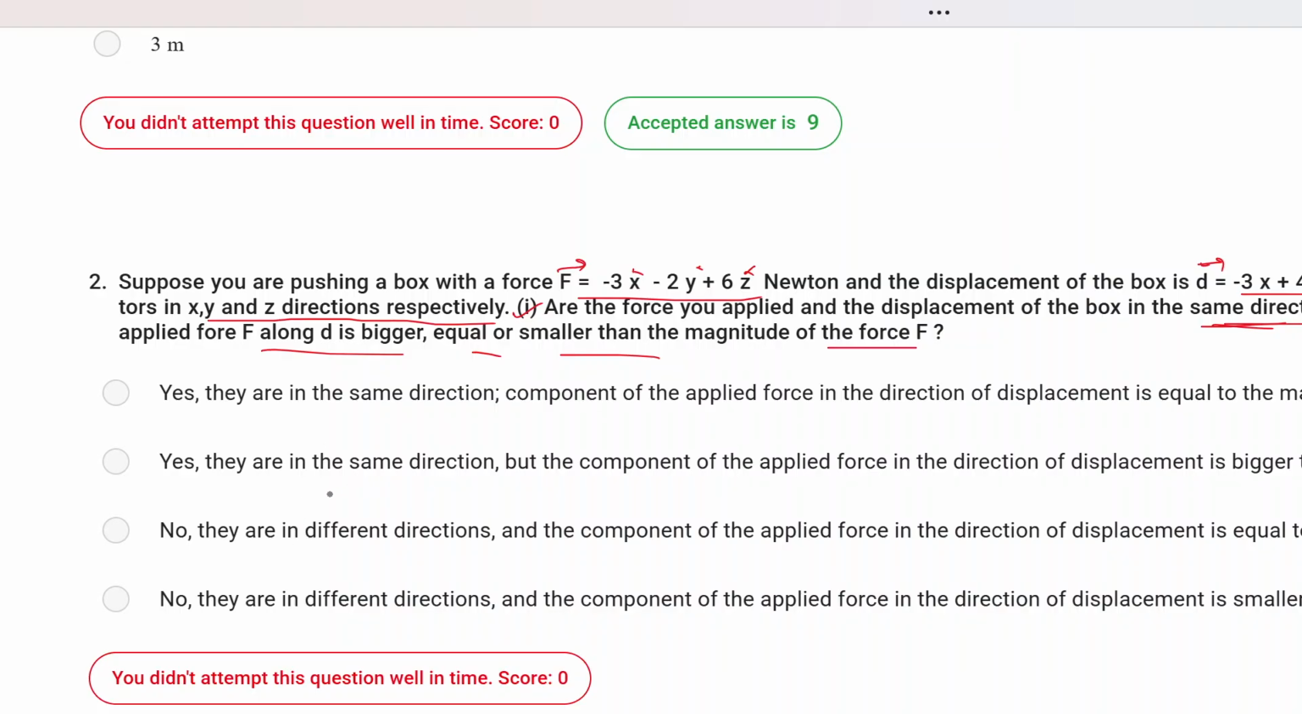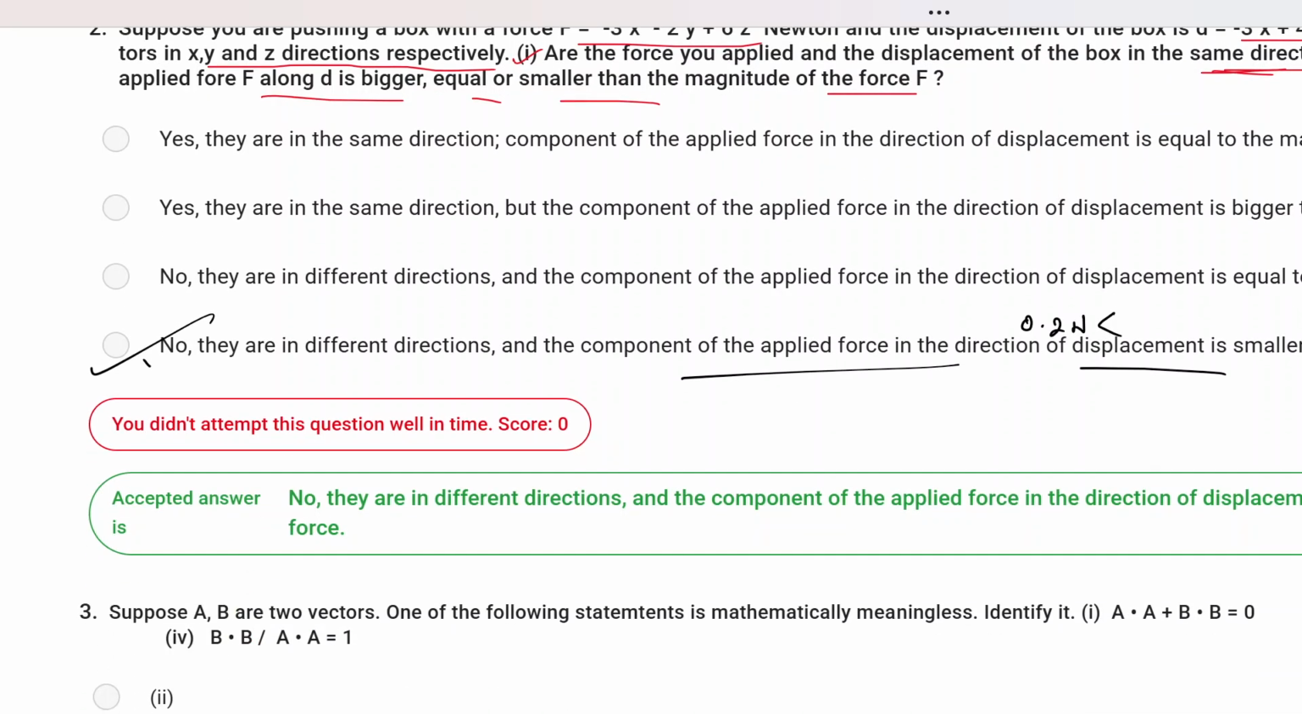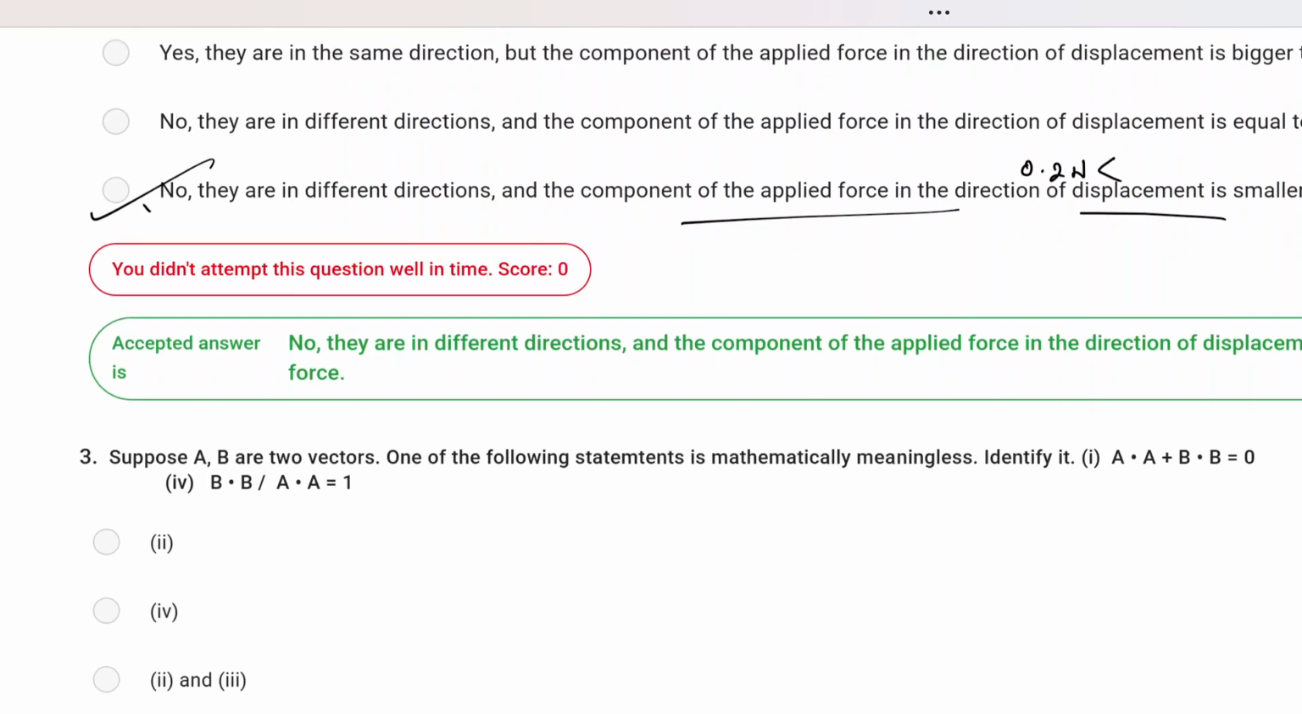Now we mark our answer out of these 4. First of all, they are not in the same direction. So they are in different directions. Here you can see the answer is also written, so we'll match whether what we have derived is correct or not. The answer is no, they are in different directions, and this one is the answer. And the component of the applied force in the direction of displacement is smaller than the magnitude of the applied force, because this component is 0.2 Newton and this is smaller than the magnitude, which is 7 Newton. So this answer is also derived properly. Now if you don't have any questions on this particular problem, then I move on to question number 3.